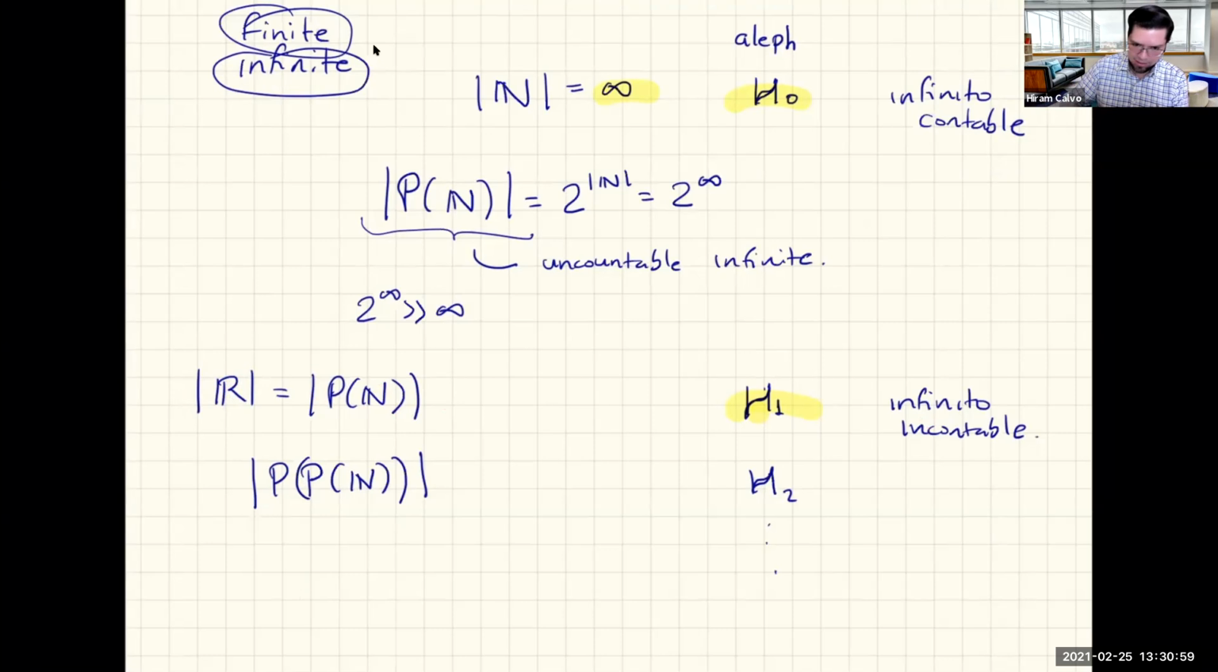Meanwhile, we have to understand that the smallest infinite is the cardinality of the natural numbers. And the second biggest one is the power set of the natural numbers, and this yields an uncountable infinite. And from there, we can create a hierarchy of infinites.